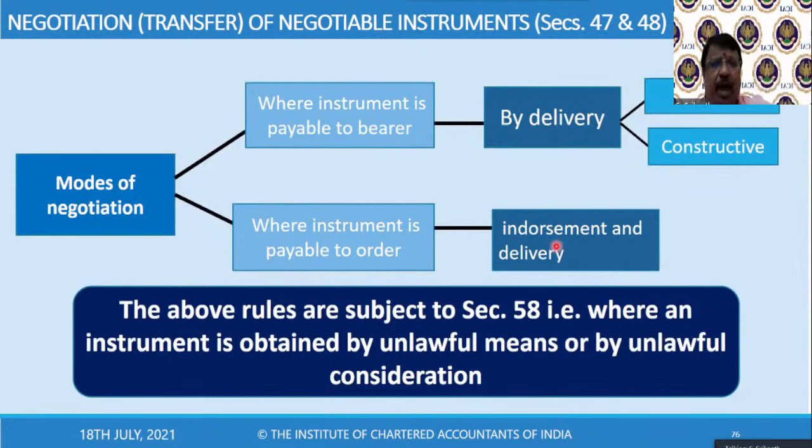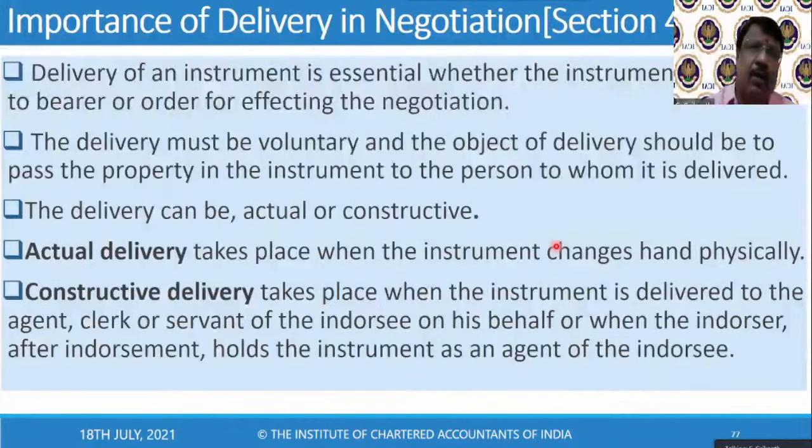Now, Section 58 we already saw, right? Where an instrument is obtained by unlawful means or by unlawful consideration, it is not acceptable. Forgery is a nullity in law. Only exception, we saw it in 58, holder in due course. A holder in due course is protected and he protects subsequent parties. But anybody who has knowledge of that fraud cannot claim. Who has not given good consideration cannot claim. Otherwise, a negotiable instrument is freely negotiable, bearer instrument by delivery and order instrument by endorsement and delivery. Delivery is very important. Physical possession is very important.